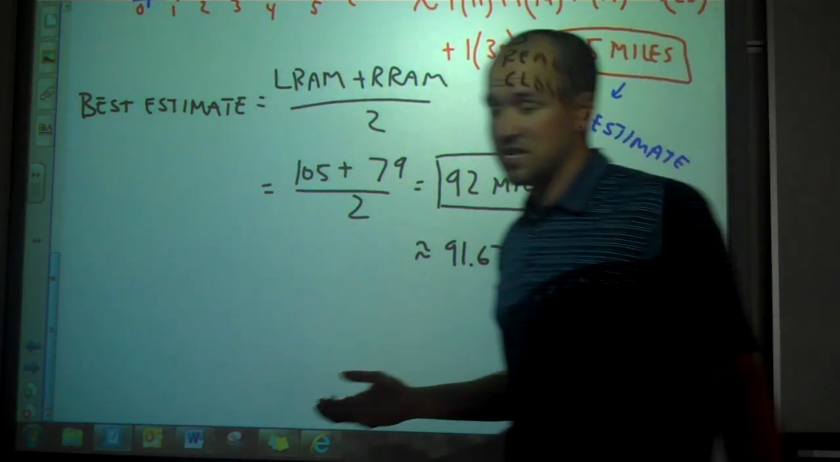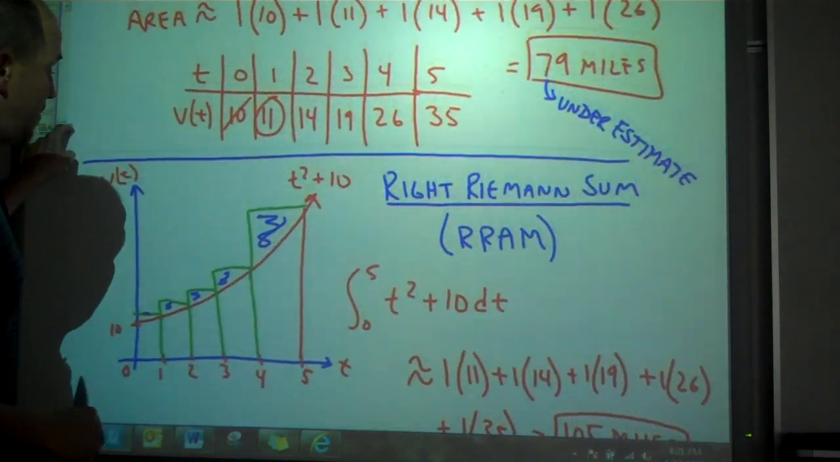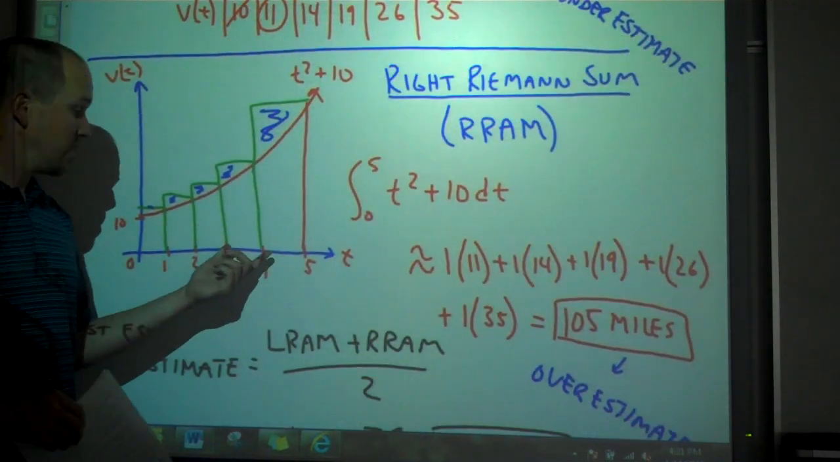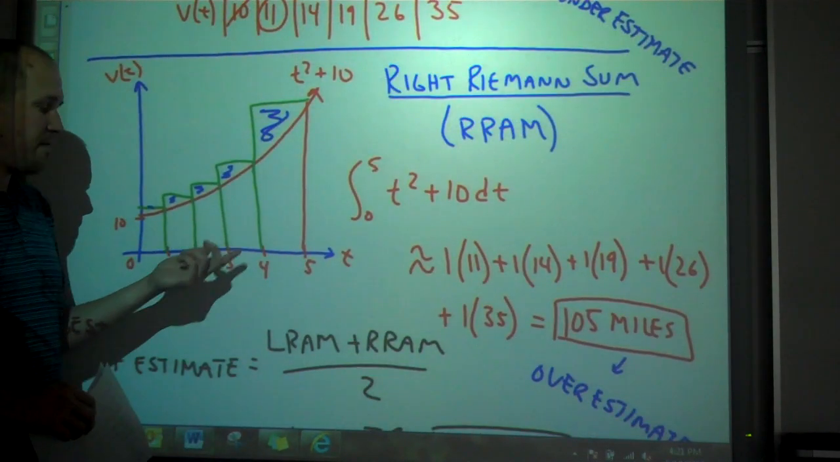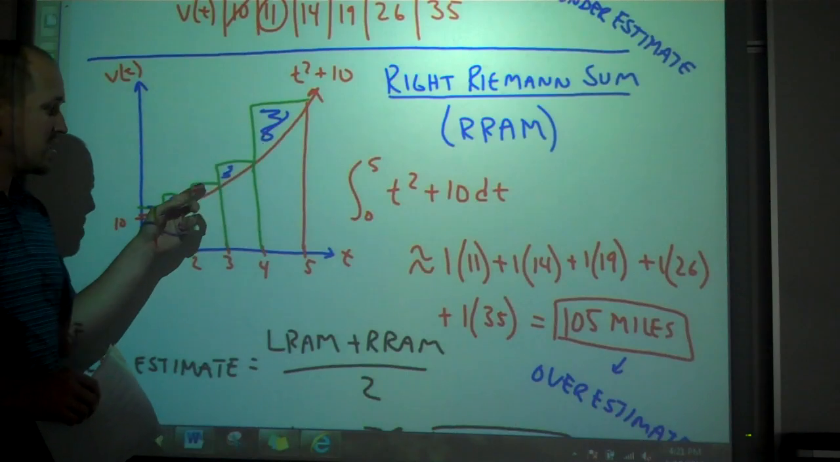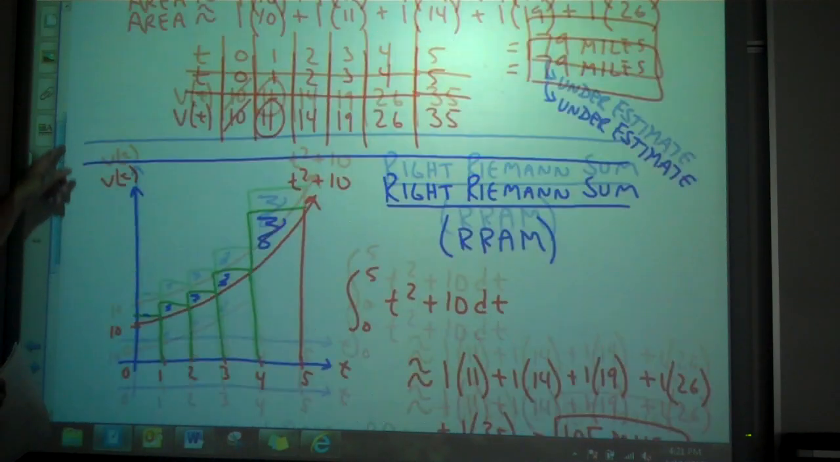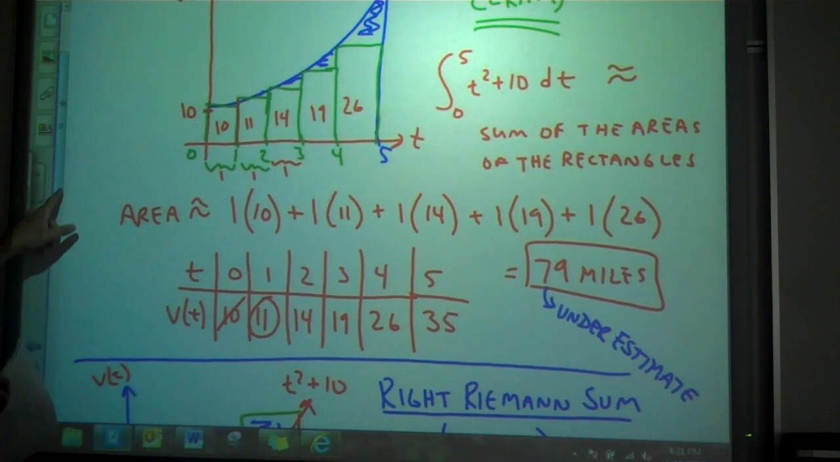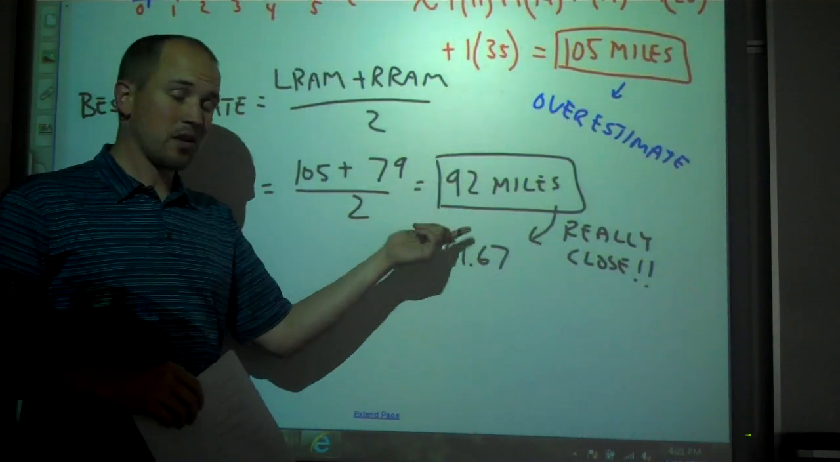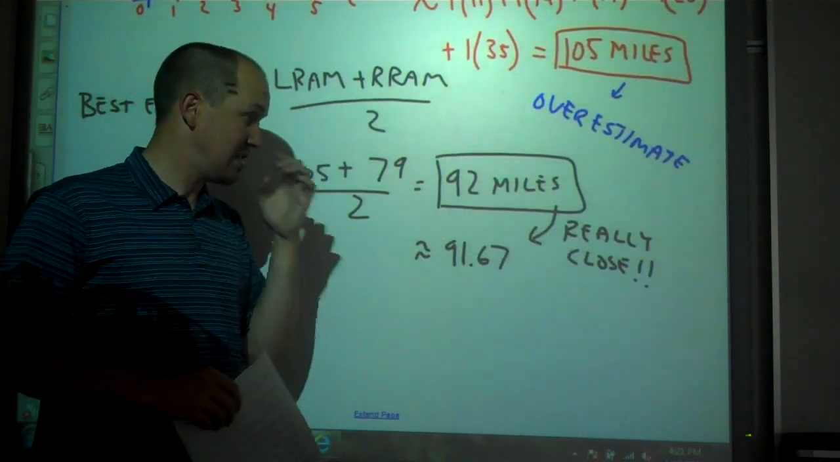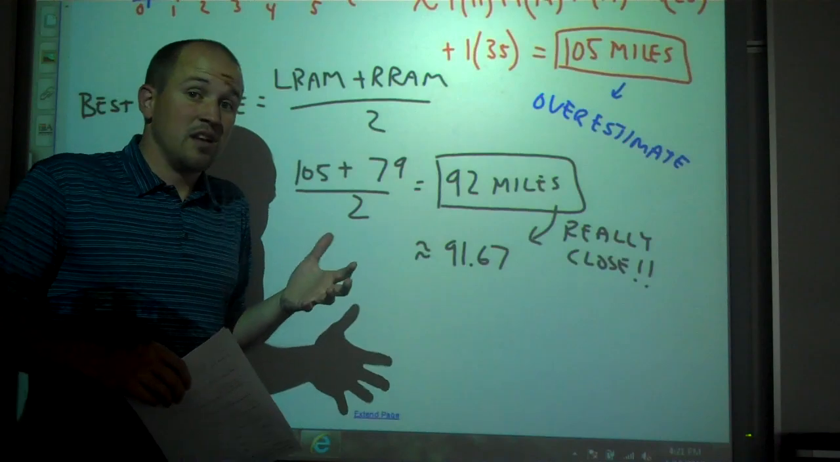Alright? That's really close. So this is a pretty crude, almost primitive way to estimate this. We just broke it up, it's almost clumsy. We broke this up into 5 rectangles. Our estimate wasn't even close. But when we combine the left and the right Riemann sum, we actually end up getting a really exact, a precise, a pretty close answer.